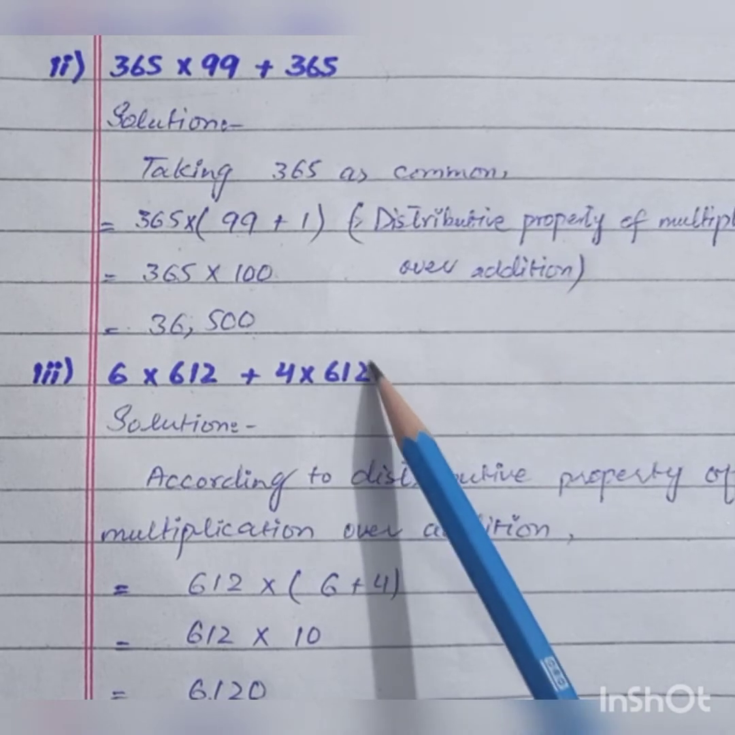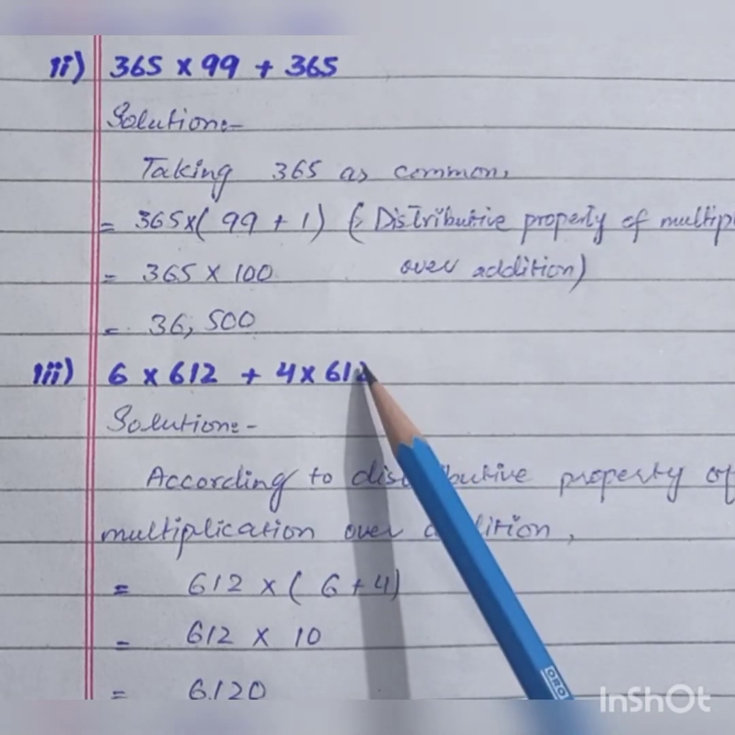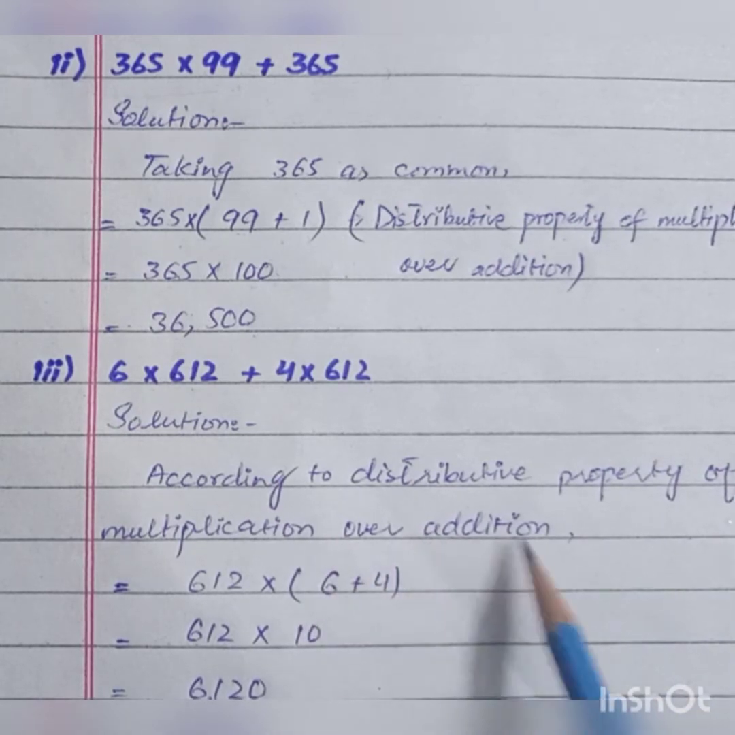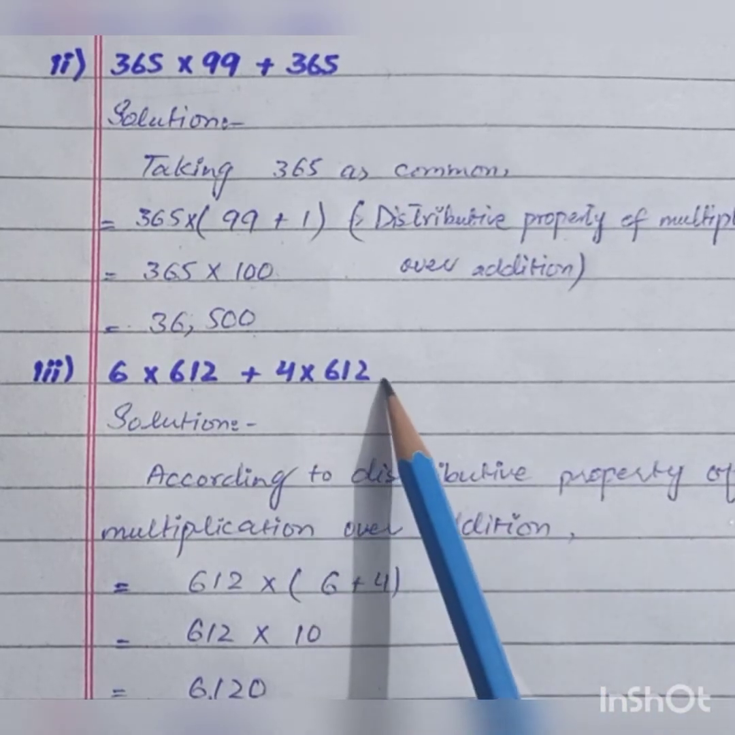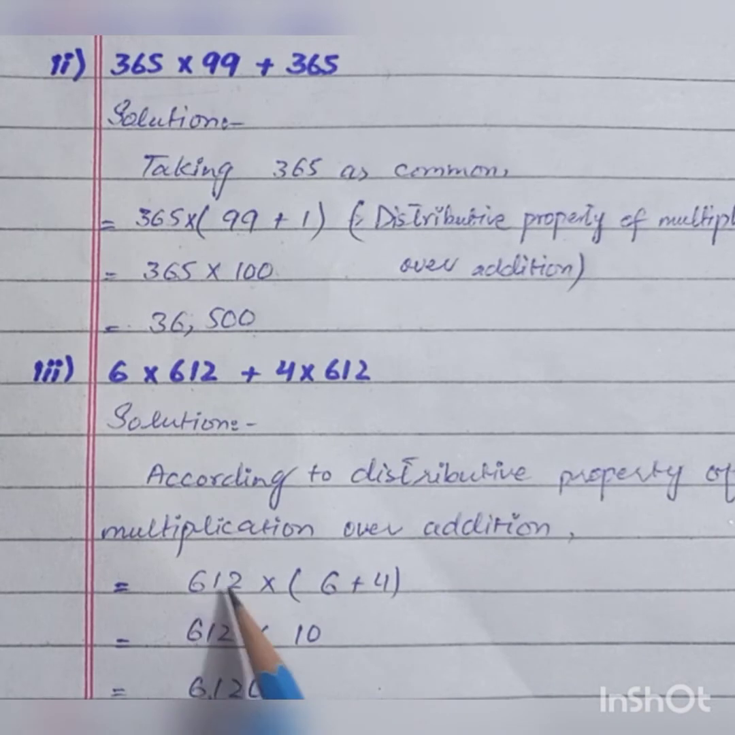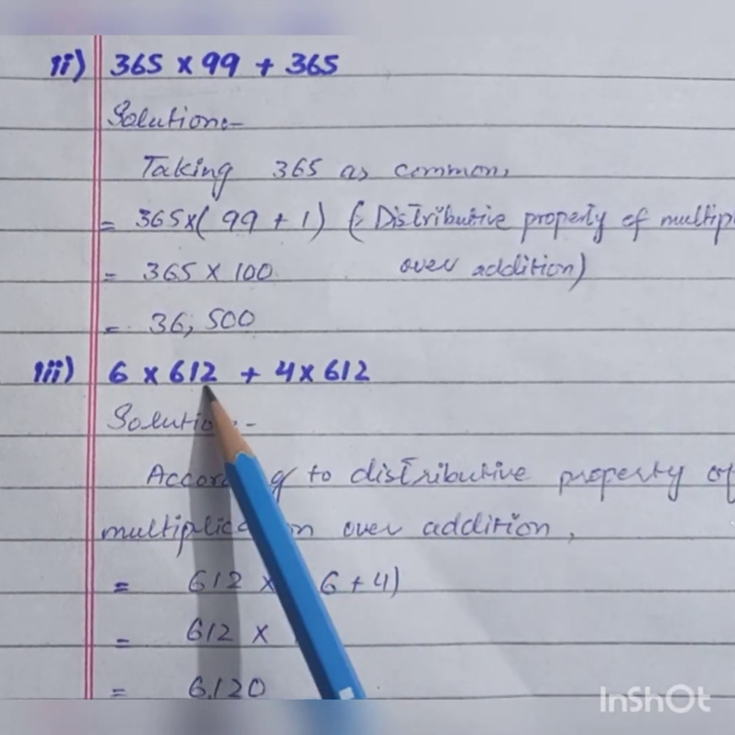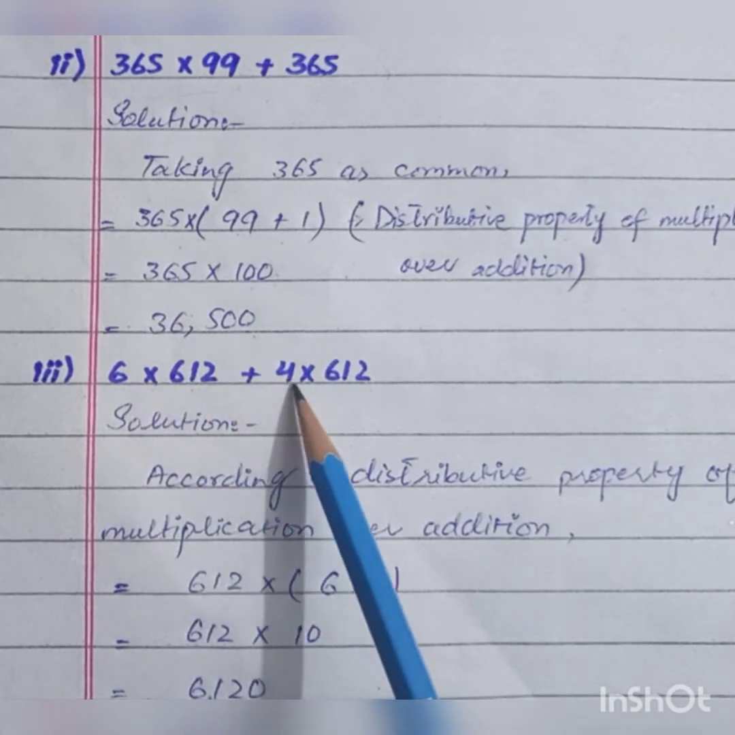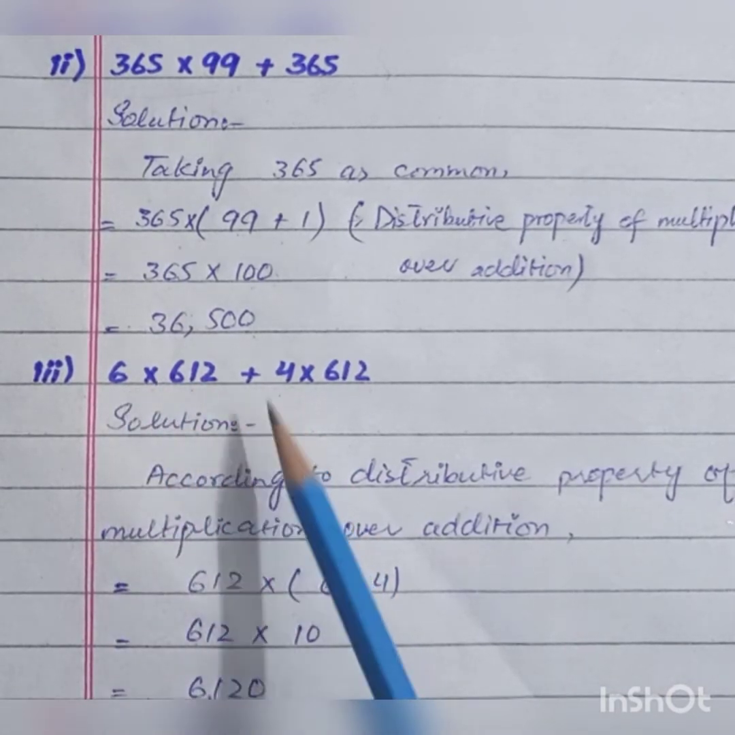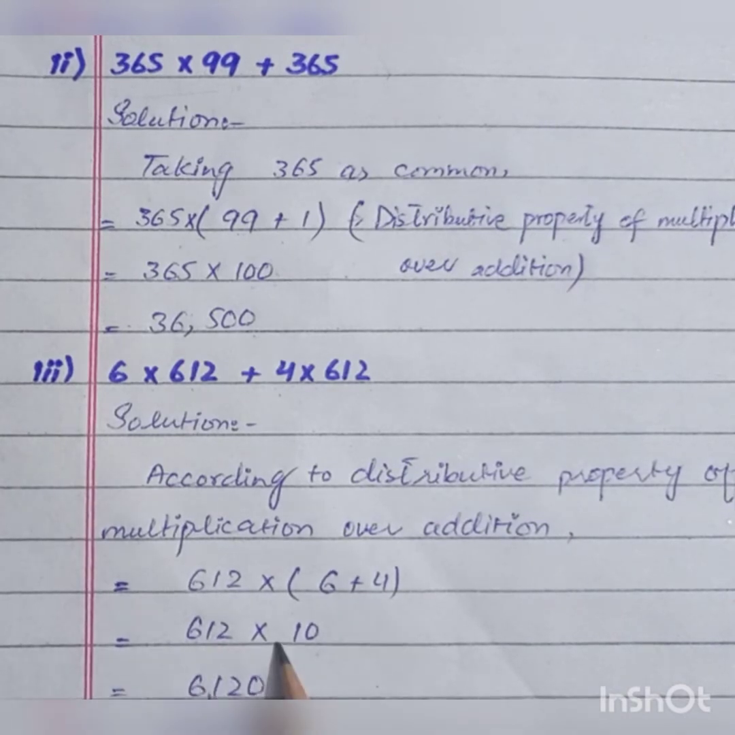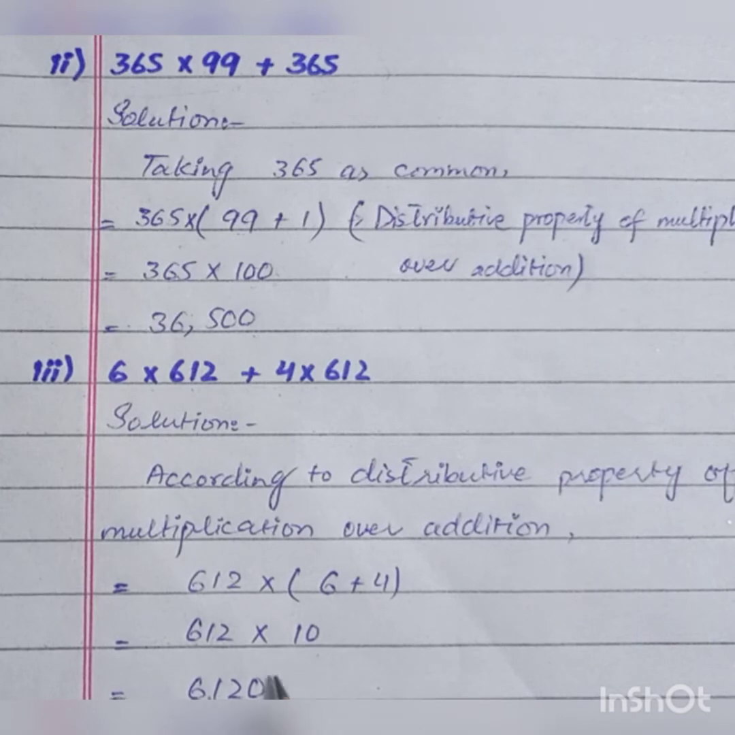Let's move towards part number 3, which is 6 multiplied by 612 plus 4 multiplied by 612. This is similar to part number 1. And the solution is, according to the distributive property of multiplication over addition, we can write the above question like this: 612 multiplied by 6 plus 4, as 612 is multiplying 6 and also 4. Now we can take the sum of 6 plus 4, that is 10. Now multiply 612 by 10, the answer is 6120. We can easily multiply by the multiples of 10.